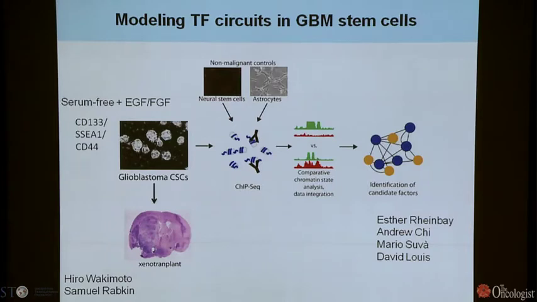So Andrew and Esther began this project by taking these GBM stem cells, growing them in the lab, subjecting them to the same ChIP-seq analysis that I showed you before to identify the regulatory elements and characterize their state. And of course, they needed some comparisons, so they used neural stem cells and astrocytes as normal. And their goal here was to identify, like I showed you for Wilms now, a transcriptional regulatory network for the glioma stem cells.